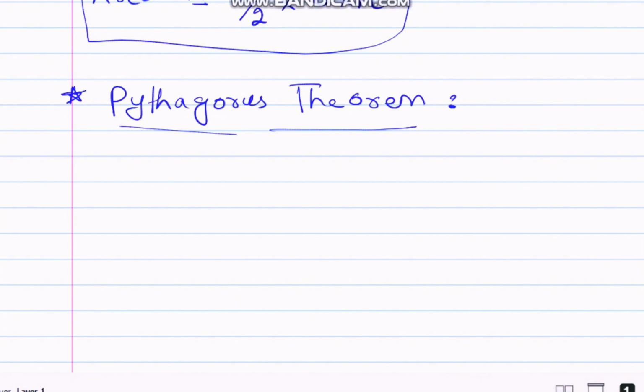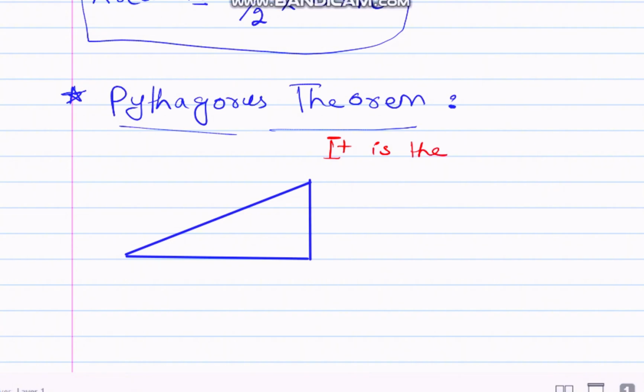It says that if we have a triangle, for example, a right angle triangle, and remember one thing, dear student, which is very important: this rule is for the right angle triangle. I'm writing with the red pen. It is the theorem, or you can say rule.